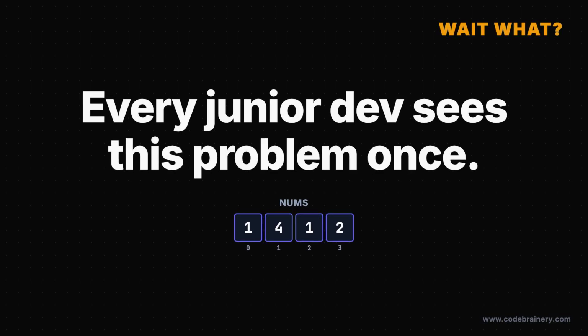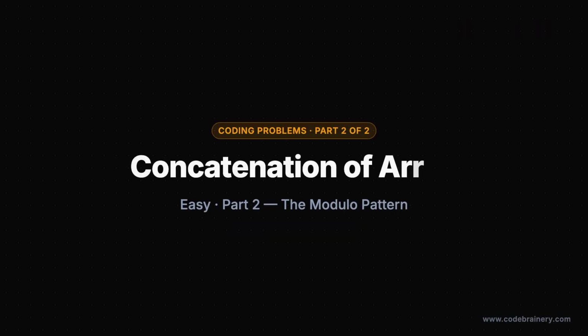Part 1 needed 2 loops. Part 2 needs 1. The difference is a single character, and a pattern you'll use across at least a dozen problems. Concatenation of Array. Part 2, the Modulo pattern.